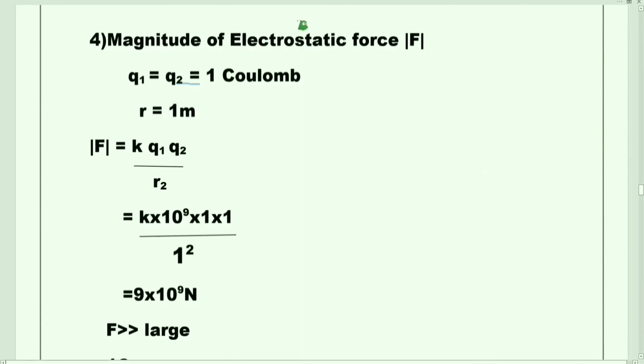Now let us move on to the fourth aspect. The fourth aspect we are going to learn is magnitude of electrostatic force. The magnitude of electrostatic force, F mod, we are going to find.